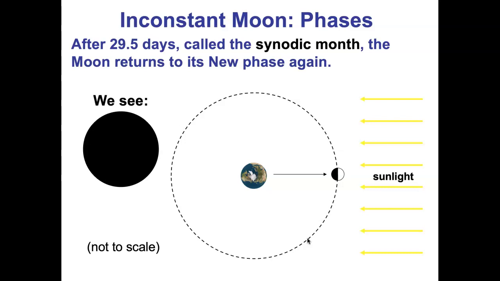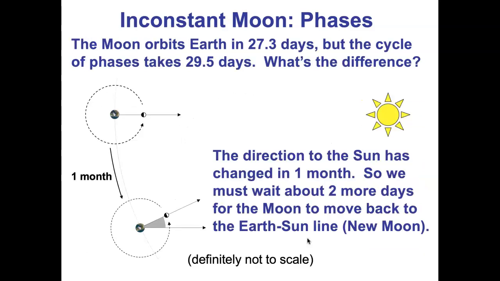Wait a minute, Brian. Didn't you say that one orbit of the moon was 27 days? Why are you saying it's 29 days now? Well, what did I say? 27 days is how much time it takes for the moon to orbit the Earth one time, 360 degrees.